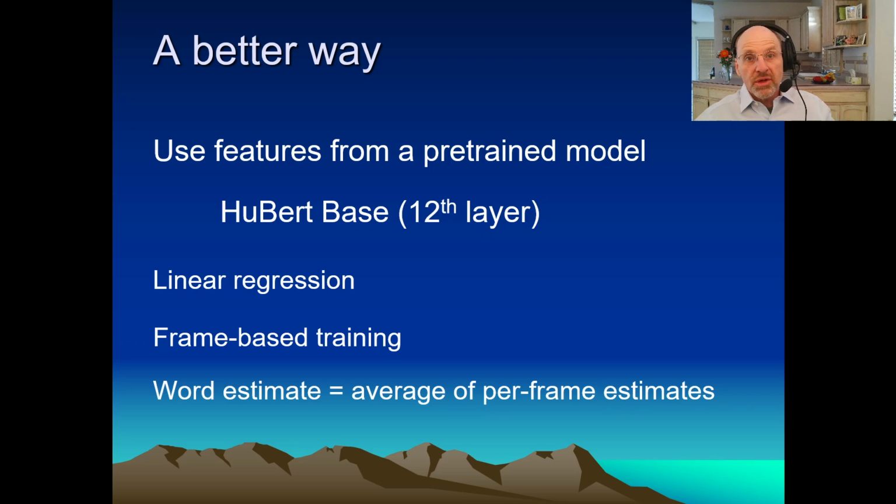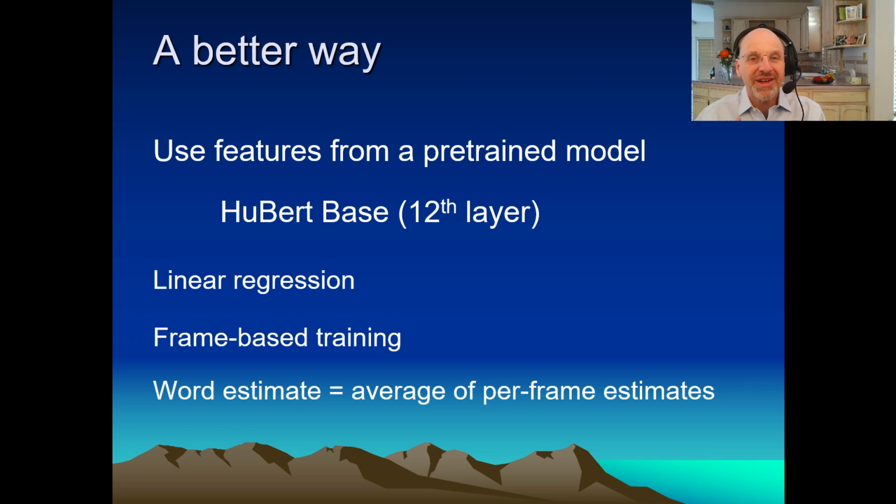What we do, and what actually works, is use features from a pre-trained model. So speech LLMs or speech LMs or audio LMs, they have different names, are like large language models for speech. And we take the intermediate representations, here the 12th layer from the HuBert base, as features that we can then use to build a simple model.